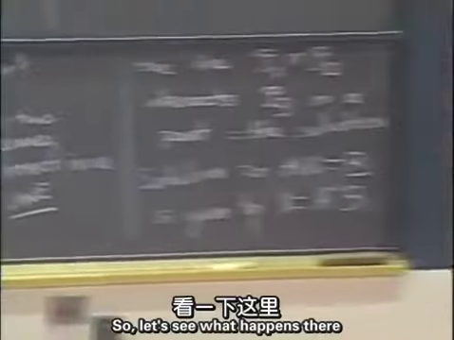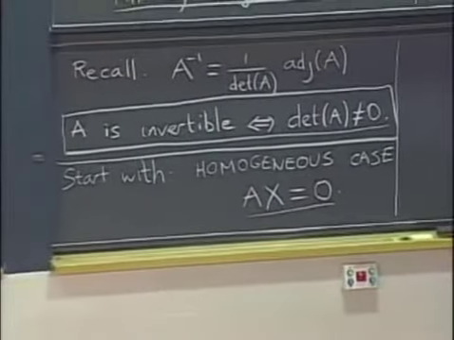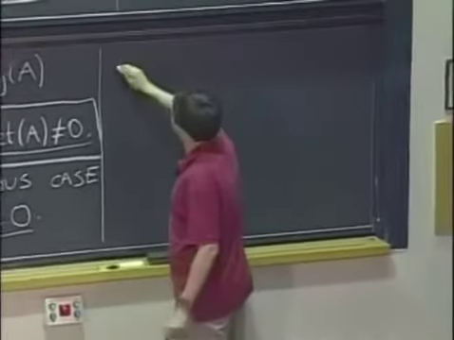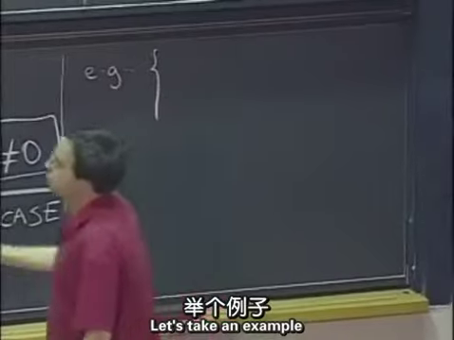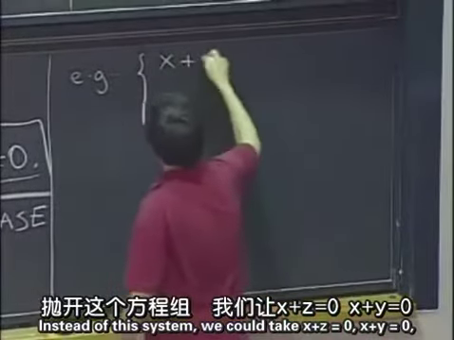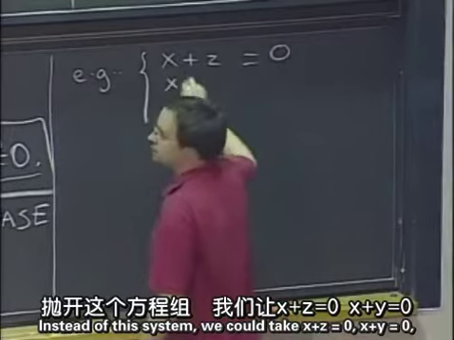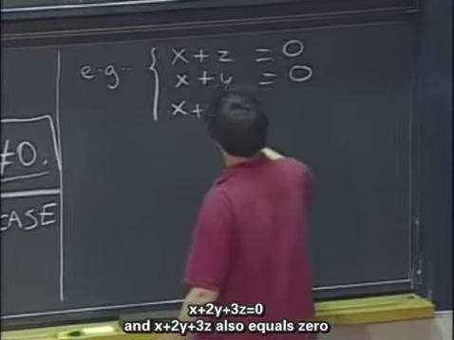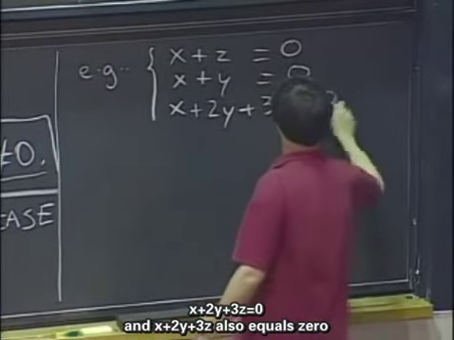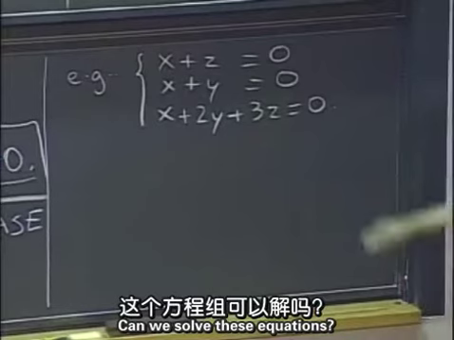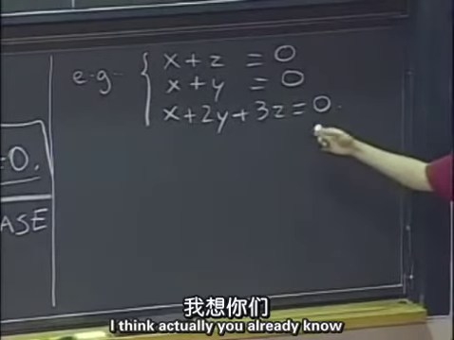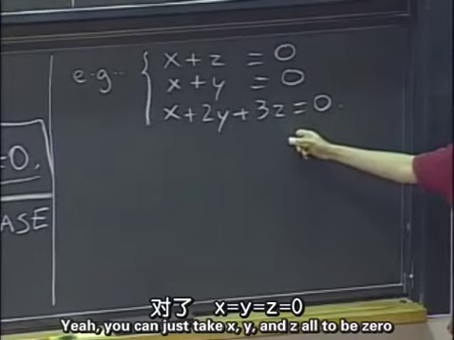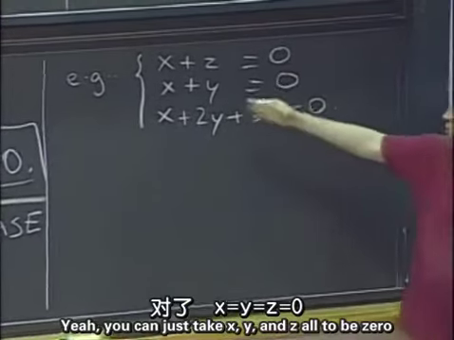So let's see what happens there. Let's take an example. Instead of this one, we could take x plus z equals 0, x plus y equals 0, and x plus 2y plus 3z also equals 0. Well, can we solve these equations? I think actually you already know a very simple solution to these equations. You can just take x, y, and z all to be 0.